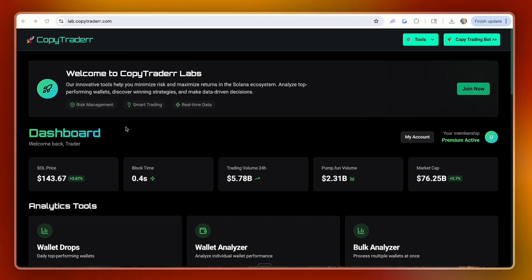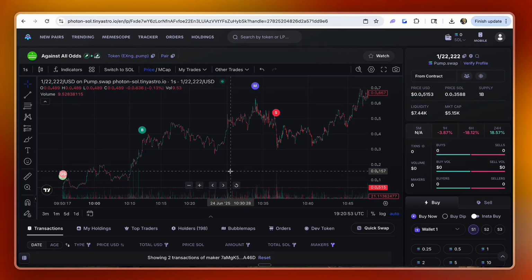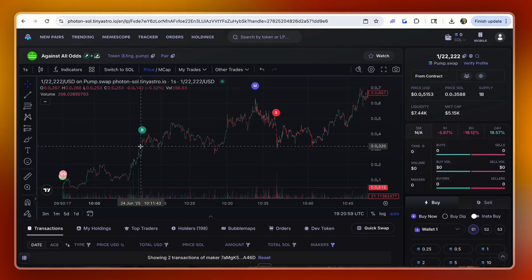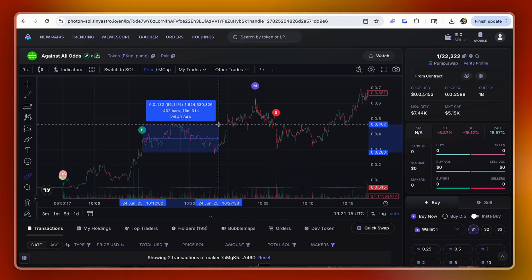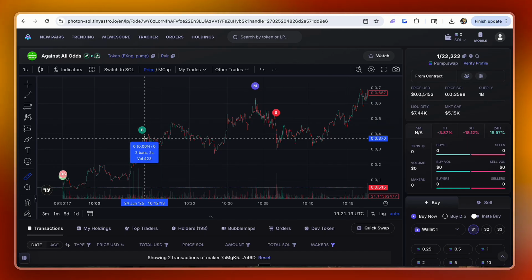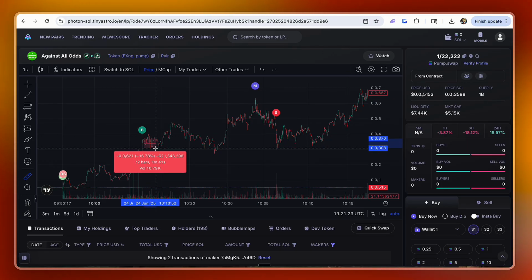As you know, in copy trading, one of the biggest challenges is slippage. That's when a trader might buy somewhere down here and you don't get in until around here, and then they sell somewhere up here and you don't get out till around here. So they end up making a bunch of money and you end up losing money.